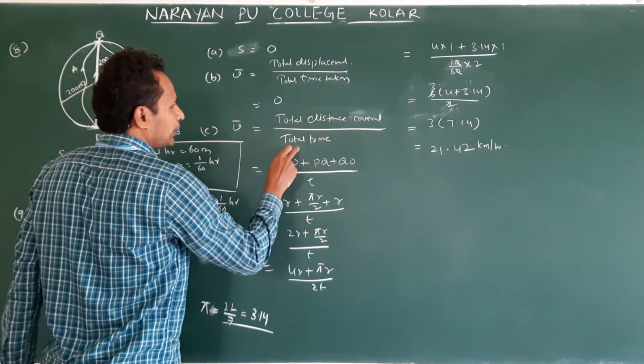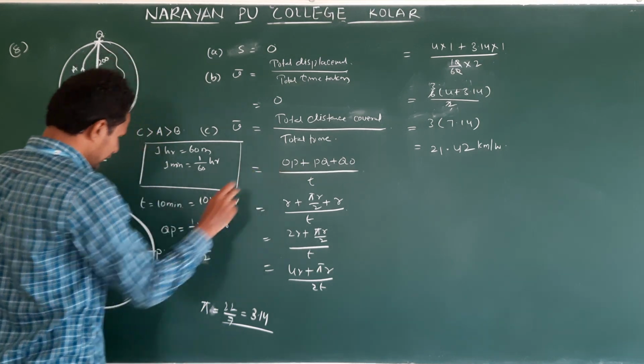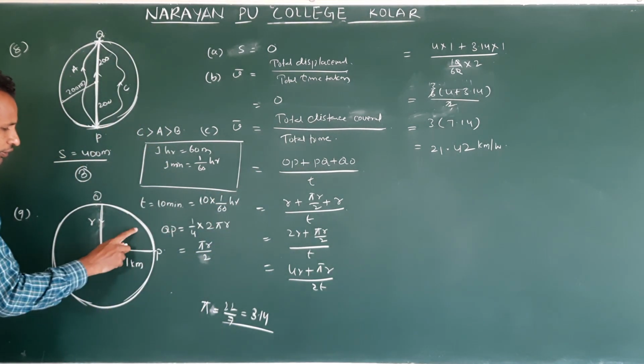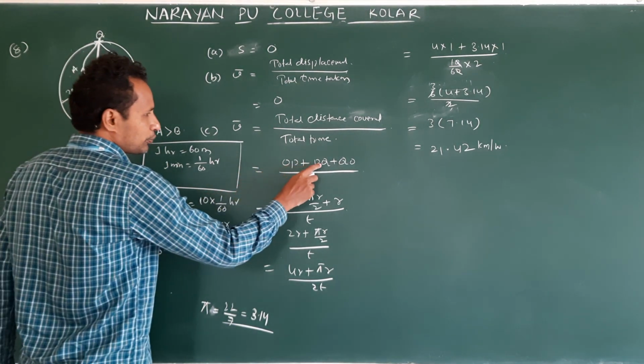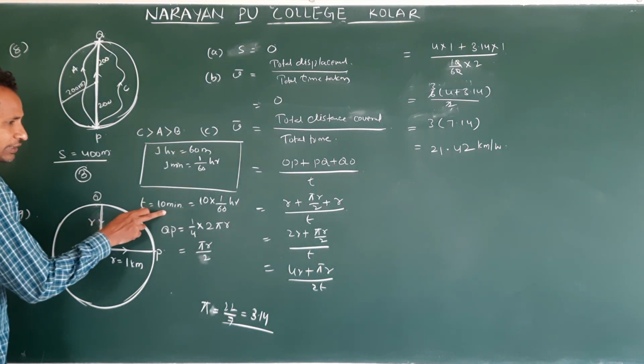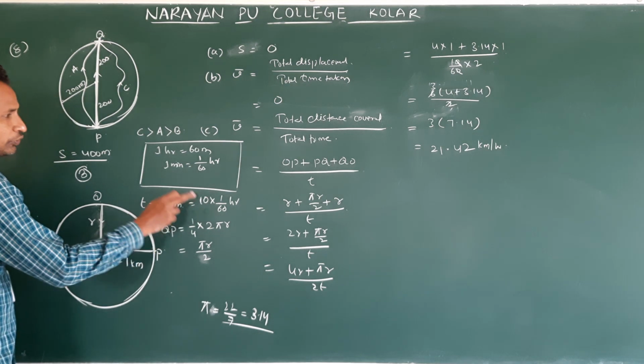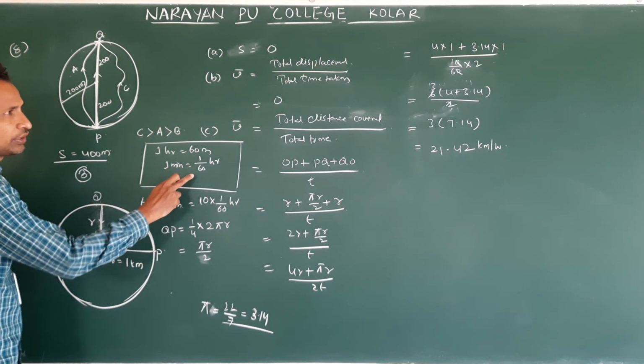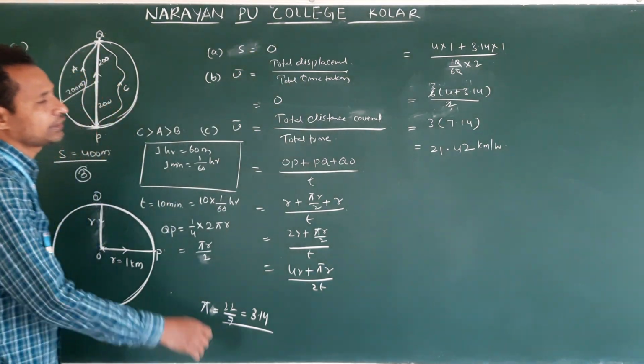Average speed is total distance covered by total time taken. For total distance, this round, we take OP plus PQ plus QO and substitute. The 10 minutes we convert into hours. 1 minute is equal to 1 by 60 hours, and substituting, we got the answer.